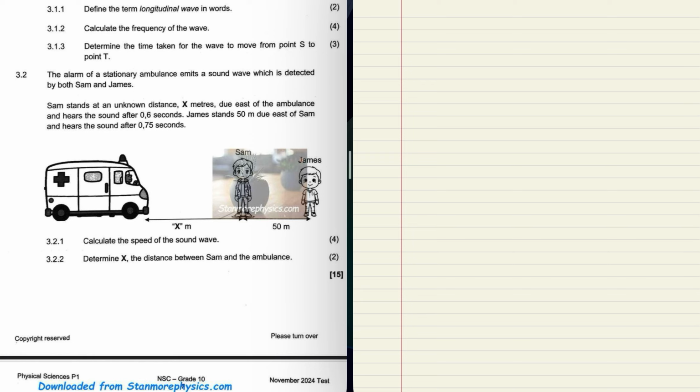Now the time, since we are using the distance between Sam and James, we need to consider the time between Sam and James. If the time at this point is 0.6 and the time at this point is 0.75, then the time between them is going to be 0.75 minus 0.6. And that's going to give us an answer of 333.33 meters per second. There is another way, but this is the simplest way.